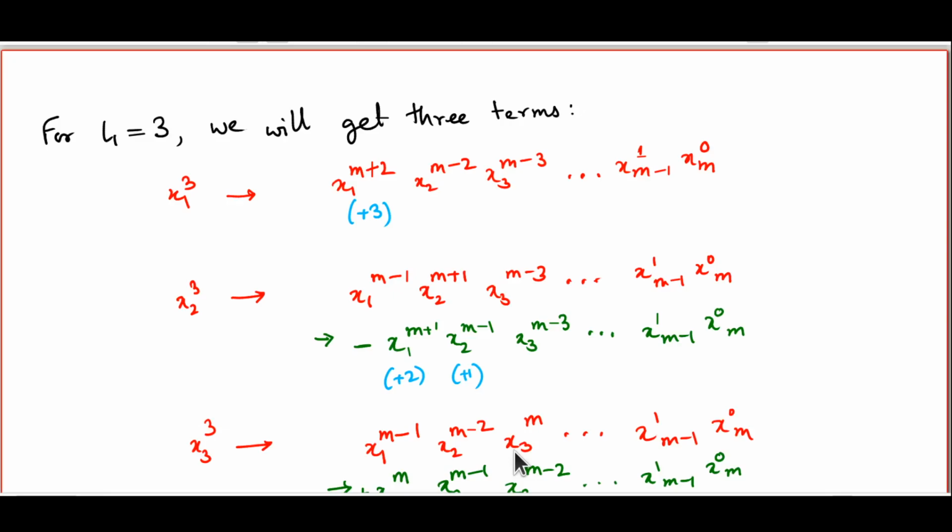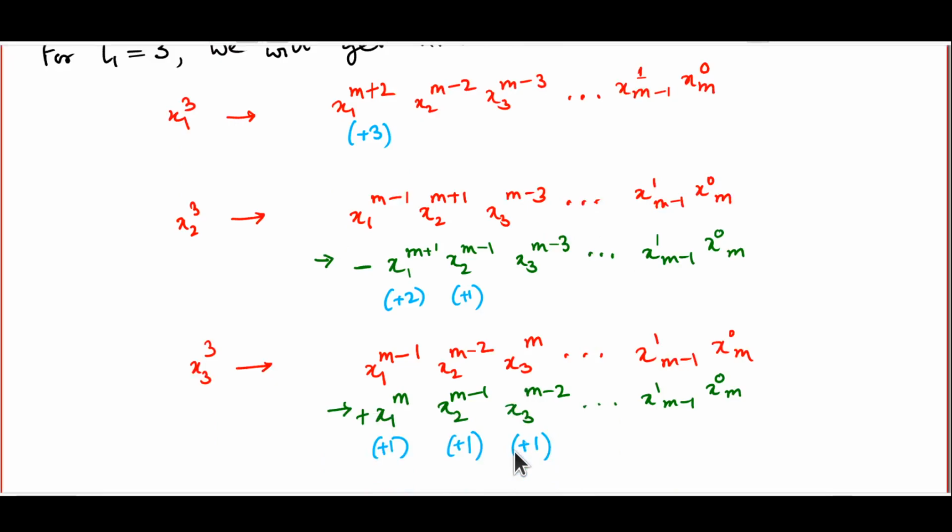But once again, we need to reorder the powers so that they come in descending order. For that, we push m to the front and move m minus 1 back here and m minus 2 back here to end up with this. And this is an even permutation. You are actually moving m across two powers, two switches, two minus 1s, and hence an overall plus 1.